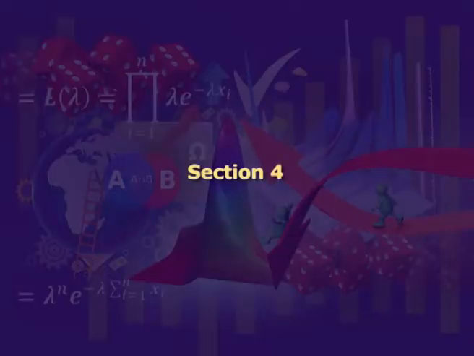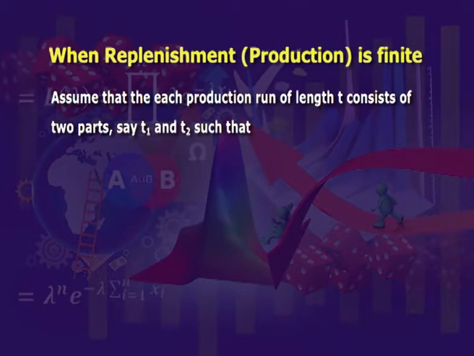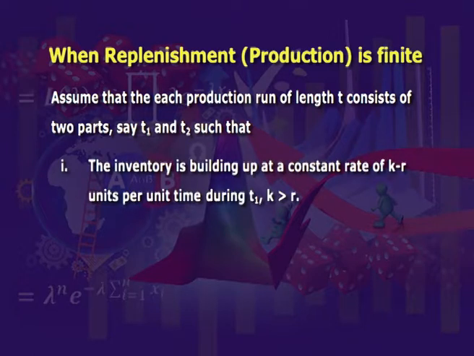In this case, all the assumptions remain the same as discussed in section 4, except the instantaneous replenishment. Assume that each production run of length T consists of two parts, say T1 and T2, such that number 1, the inventory is building up at a constant rate of K minus R units per unit time during T1.